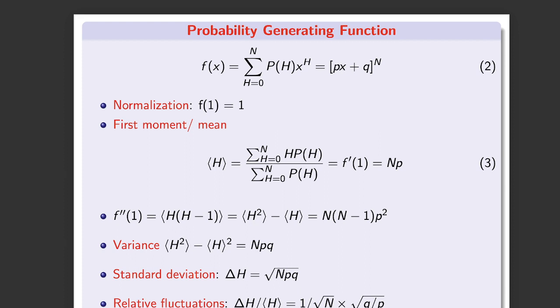With the help of these two, we can easily calculate the variance. In this case, variance comes out to be npq. Standard deviation is given by the square root of the variance. So it is square root of npq.